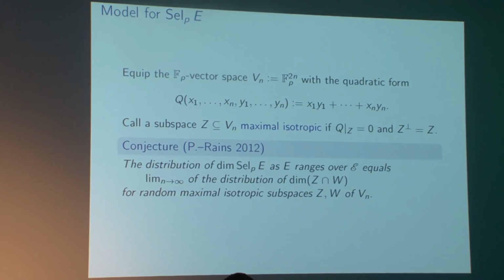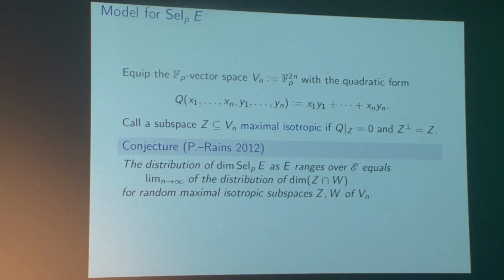And what I'm going to do is describe a linear algebra process that conjecturally gives the same distribution as the p-Selmer group of an elliptic curve. And so here it is. Start with a 2n-dimensional vector space over F_p, and equip it with the standard hyperbolic quadratic form that gives you this output on this 2n vector. That also gives you an inner product on the vector space in the usual way: you go from quadratic forms to symmetric bilinear forms.